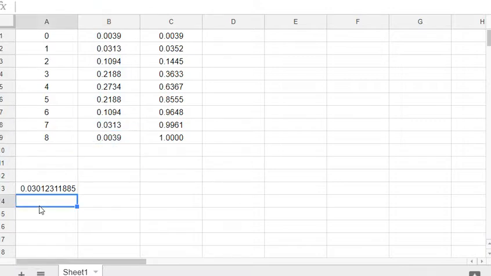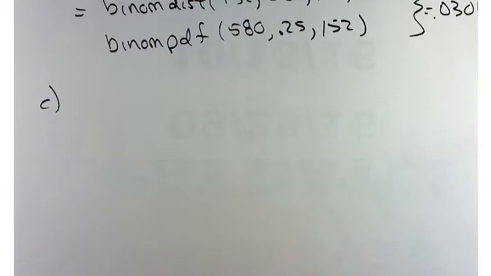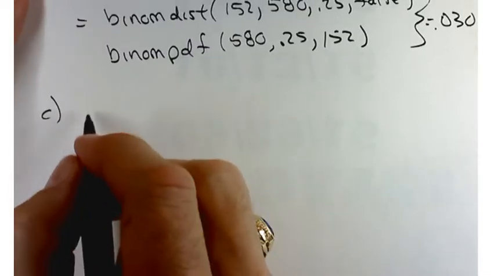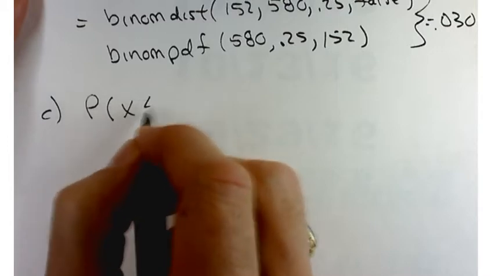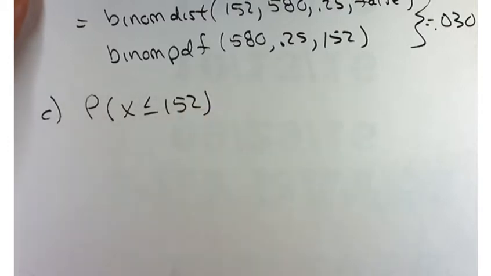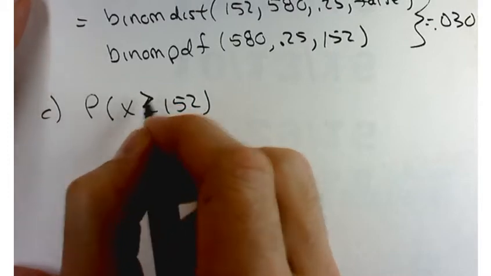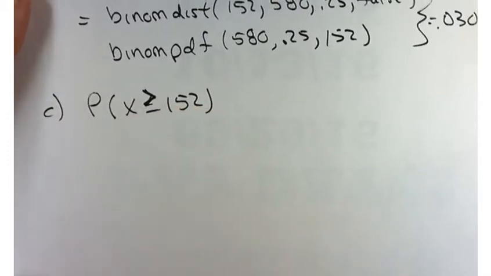In part C, though, this one's kind of tough. They want the probability that there's at most 152 yellow plants, or yellow peas. Probability that X is less than or equal to 152. Was it more? Is it less? Yeah, more than 152. My bad, so this runs the other way. X is greater than or equal to that.